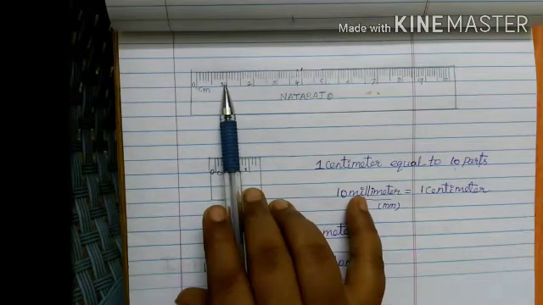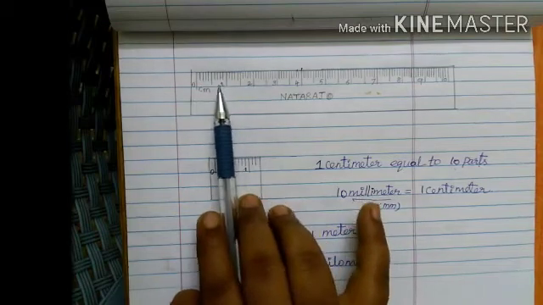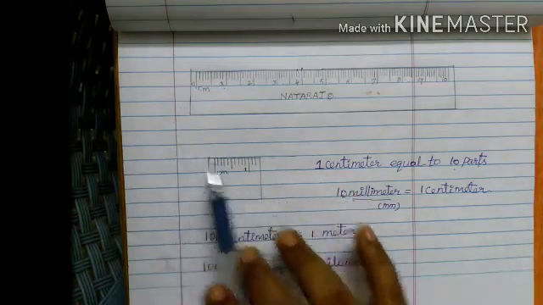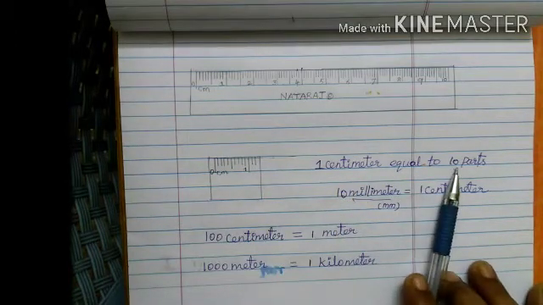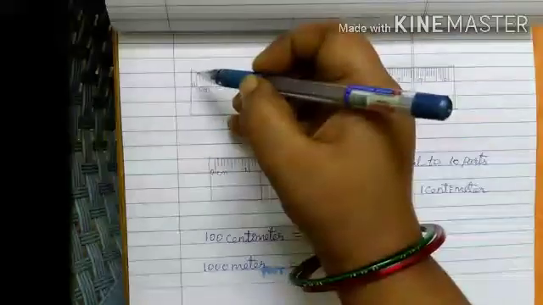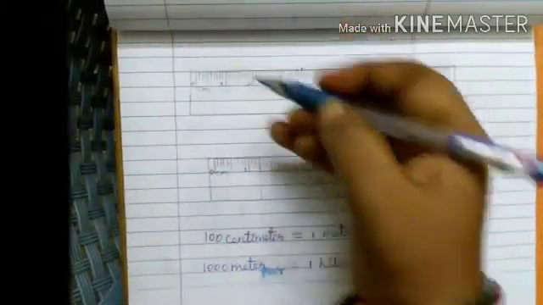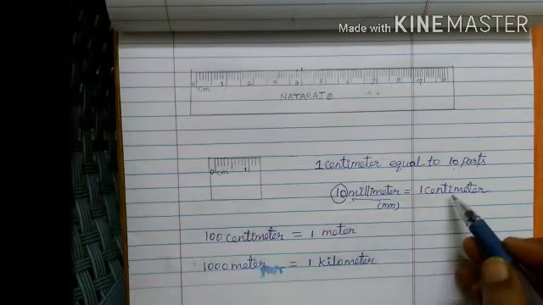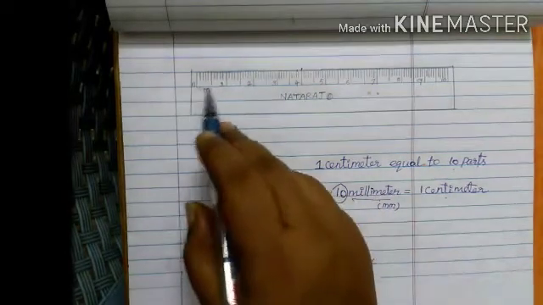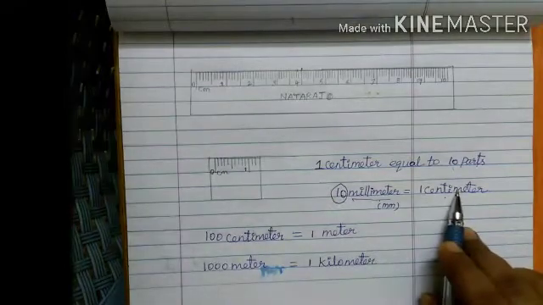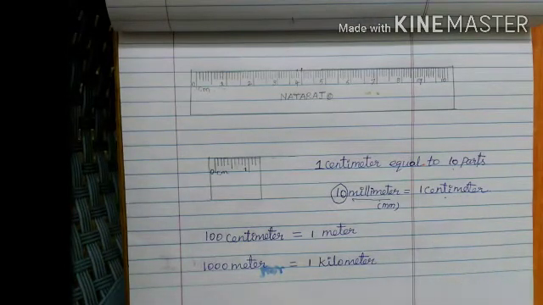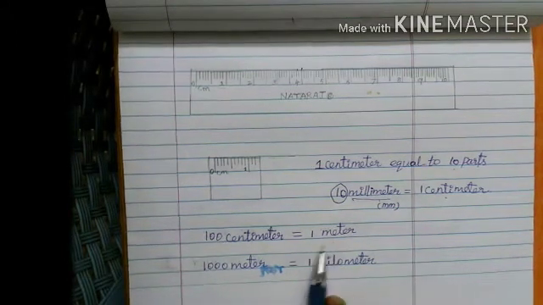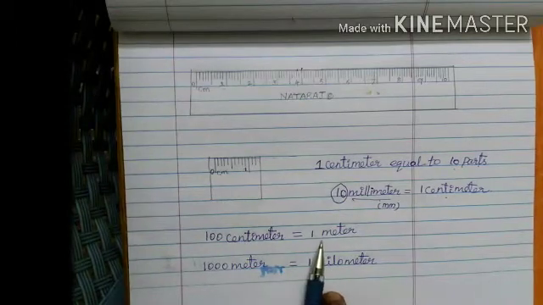Then 10. So between 0 and 1 there are 10 small lines, 10 parts. Each one line is called a millimeter. So these 10 lines make 1 centimeter. Okay, do you understand now? Then 100 centimeter is equal to 1 meter.